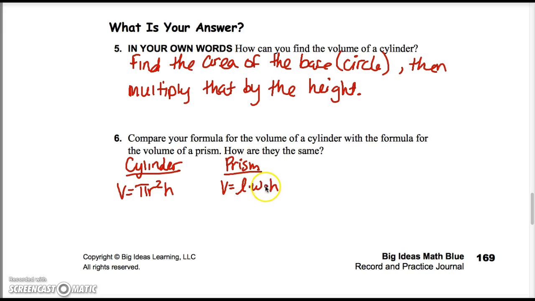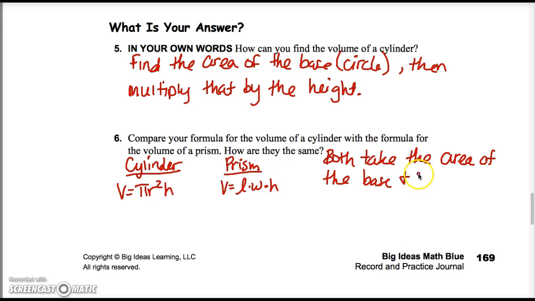So I notice in both of them you have to multiply by the height of the shape. But in a cylinder, before we did that, we did pi r squared, which was the area of the circle, the area of the base. If you think about a prism, the shape of the base is a rectangle or a square, and the way you find the area is length times width. So when it says how are they the same, both take the area of the base and multiply by the height.